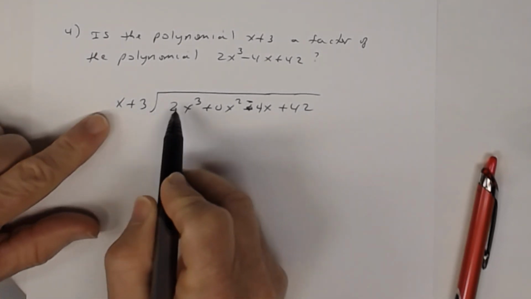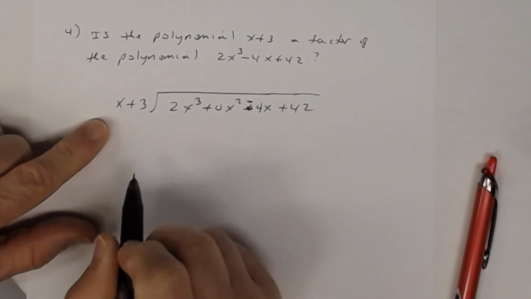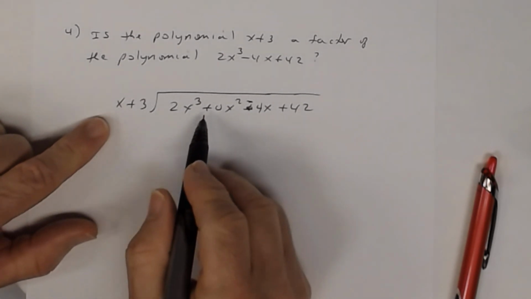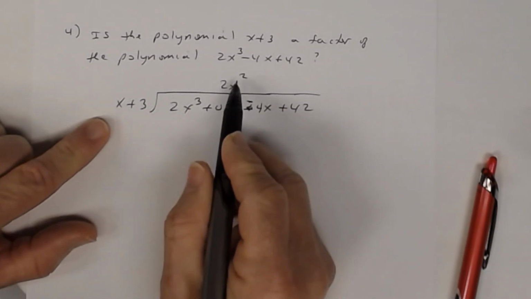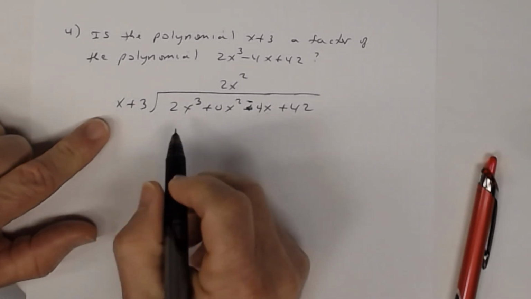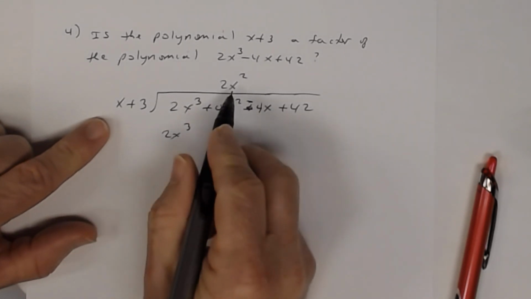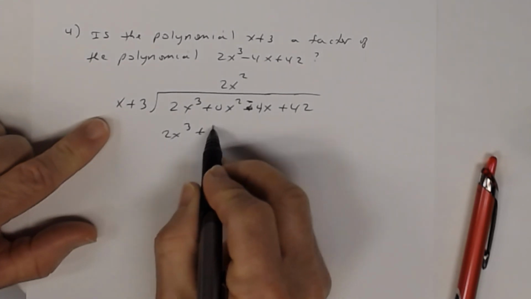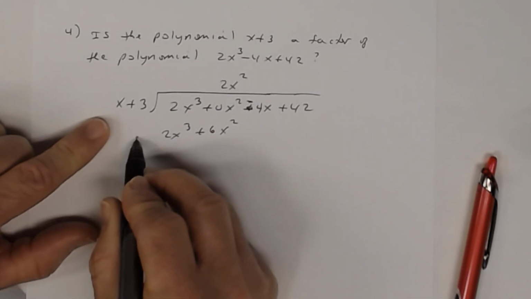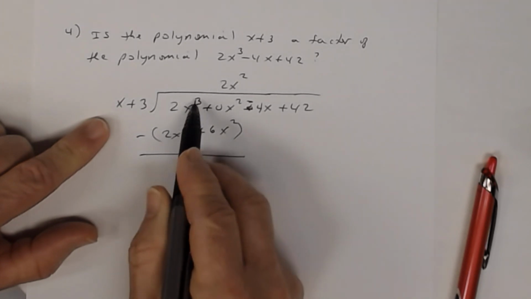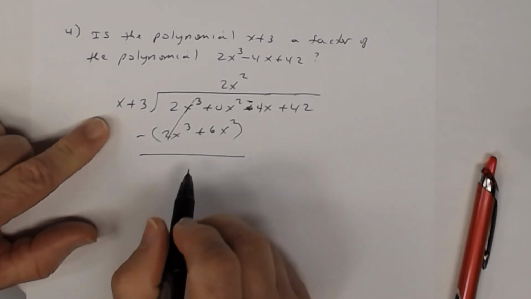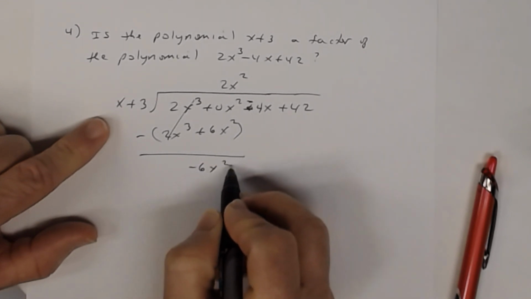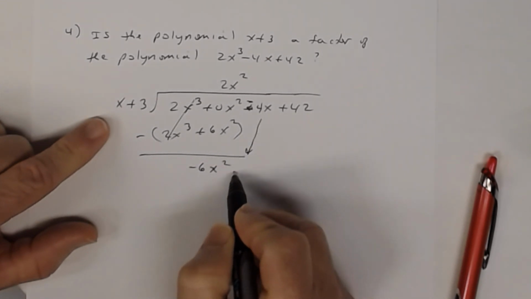Okay, first divided by first. 2x cubed divided by x is 2x squared. All right. Align your like terms. 2x squared times x is 2x cubed. 2x squared times 3 is 6x squared. And then you subtract. 2x cubed minus itself is 0. 0x squared subtract 6x squared is a negative 6x squared. Write on the next term.